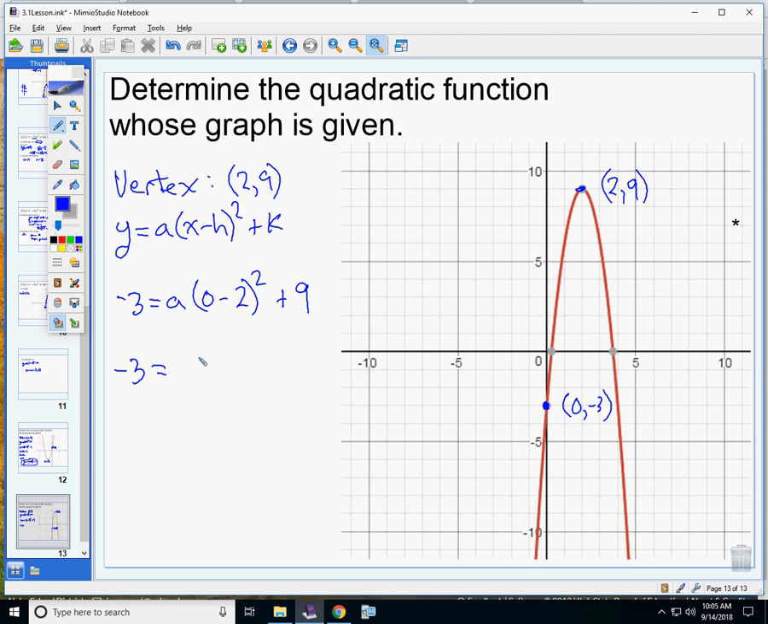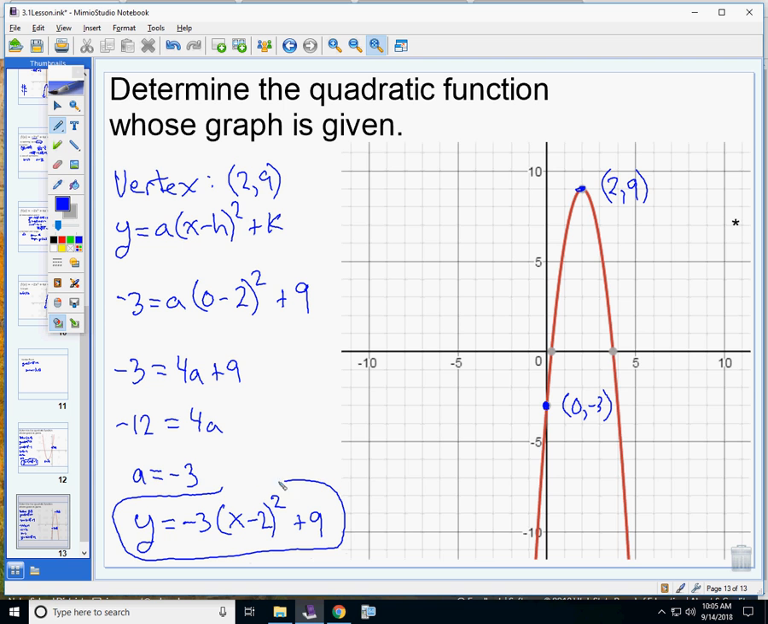So you got -3 is equal to 4a plus 9. Then subtract the 9, we get -12 equals 4a. And you divide by 4 and you get that a is -3. So your equation y equals -3 multiplied to x minus 2 quantity squared plus 9. This is your equation for this parabola.